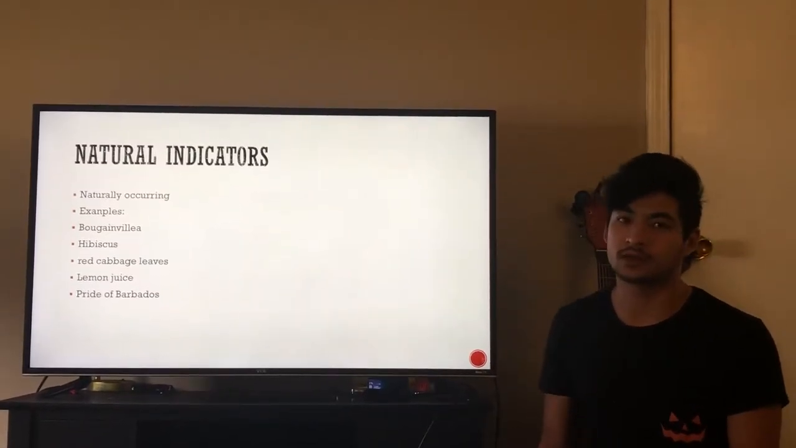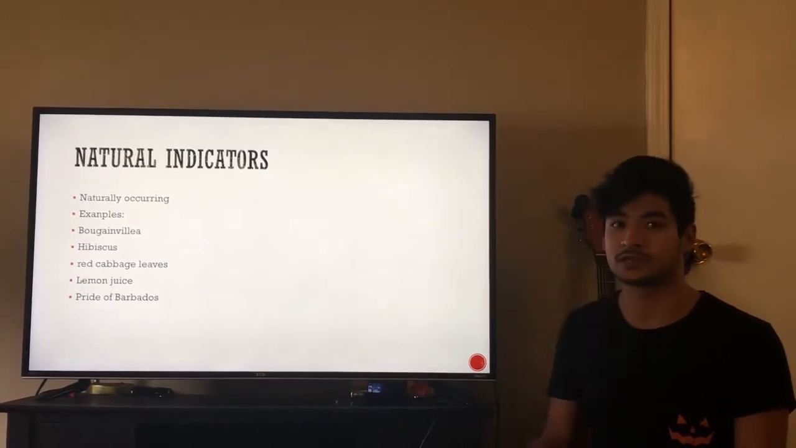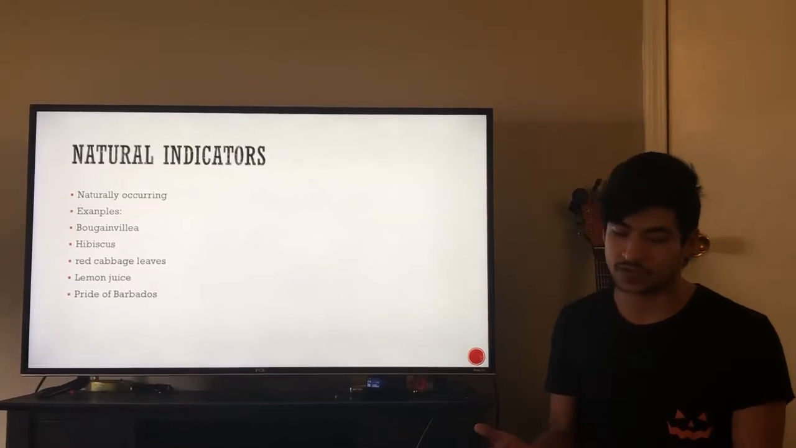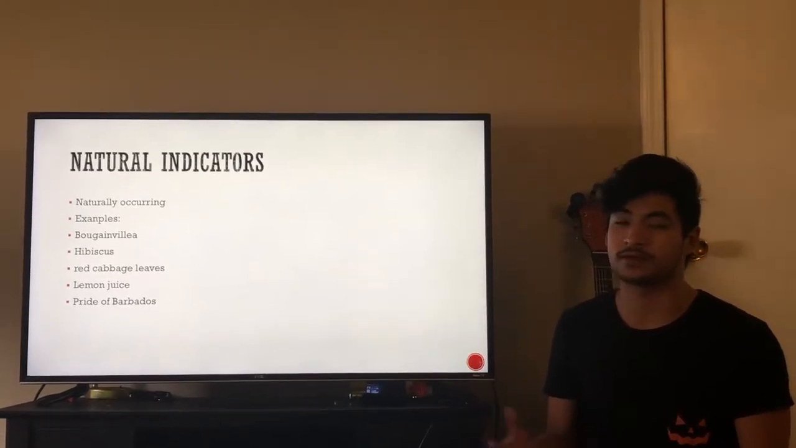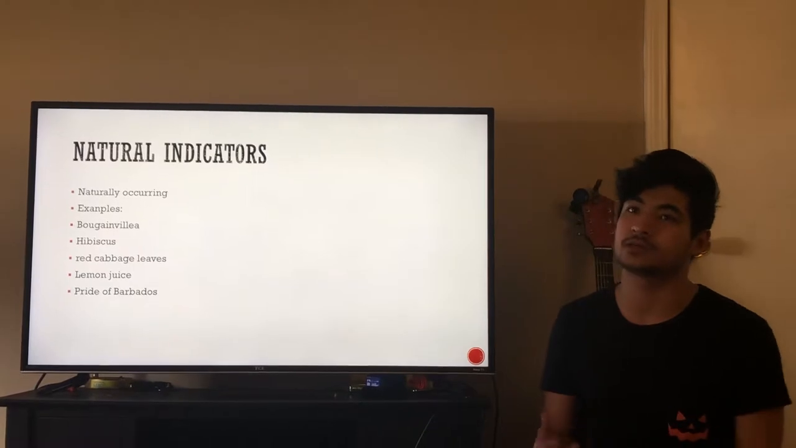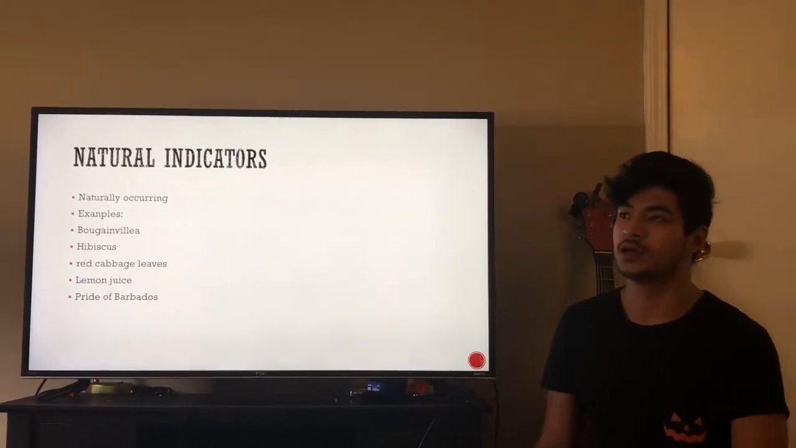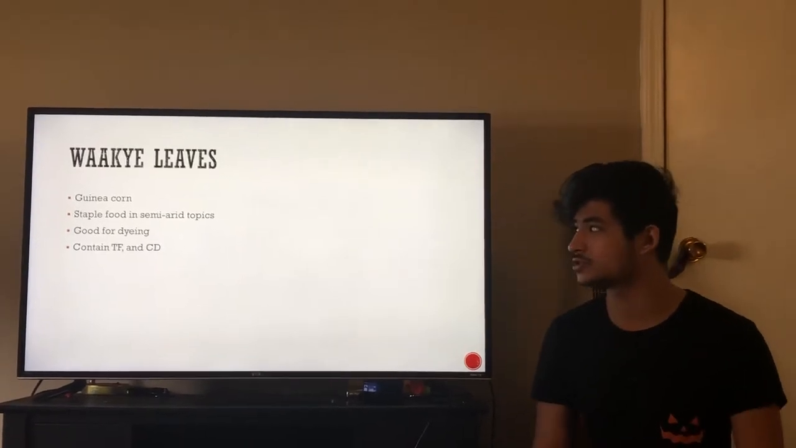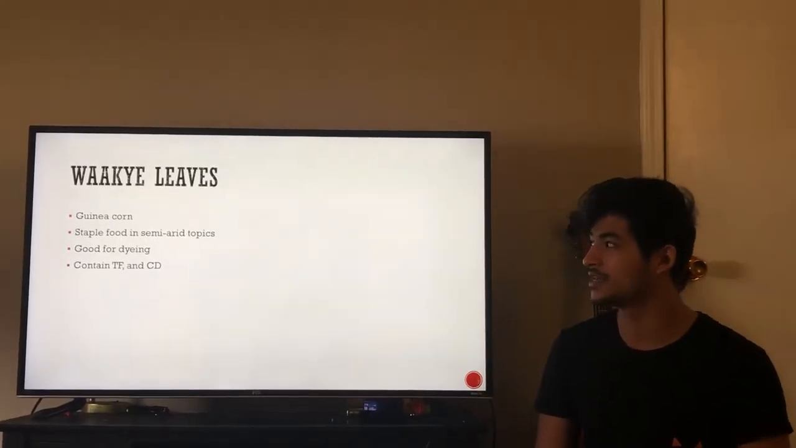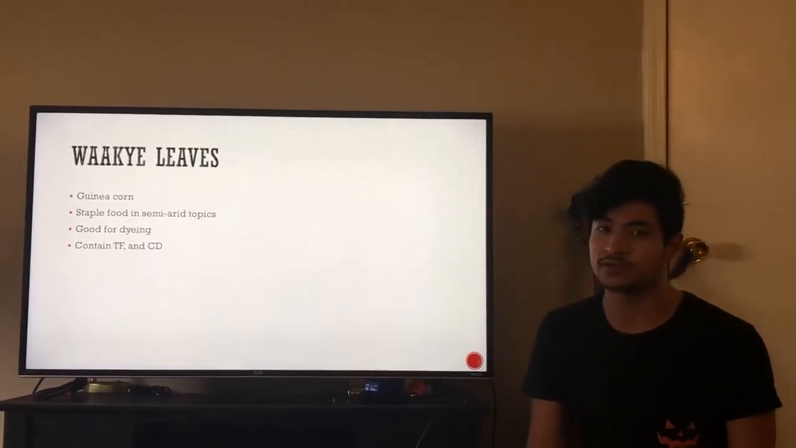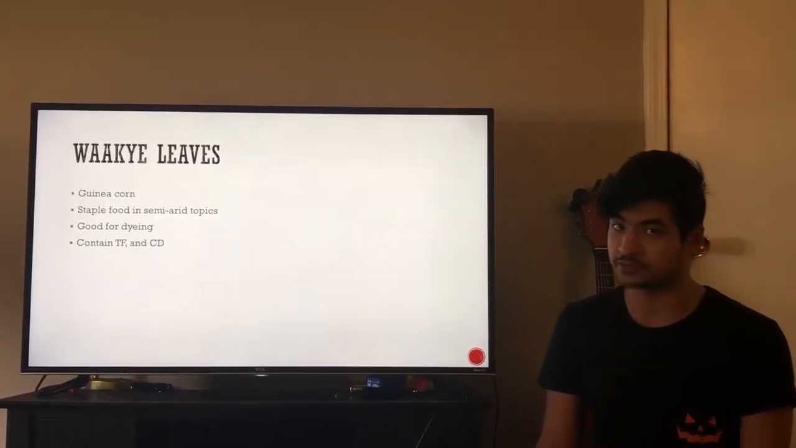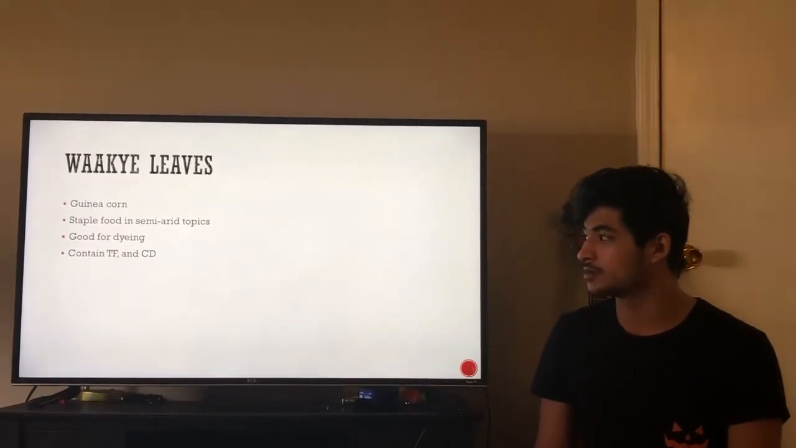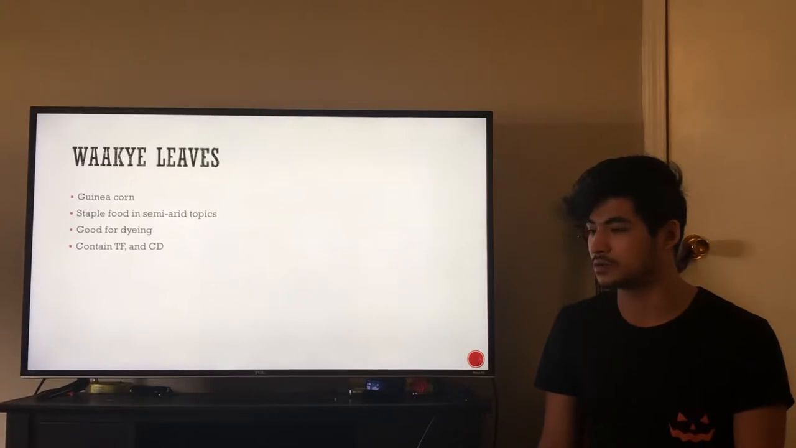But for today's article, for this particular article, the natural indicator is an extract from a certain type of leaf called wakii leaves, found in Africa, more specifically Ghana, and it's a name for Guinea corn, and it's sort of like a staple food in certain places in Africa. It says here in semi-arid tropics, and some of its uses are very good.